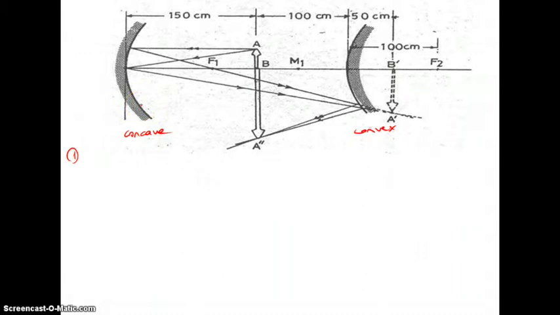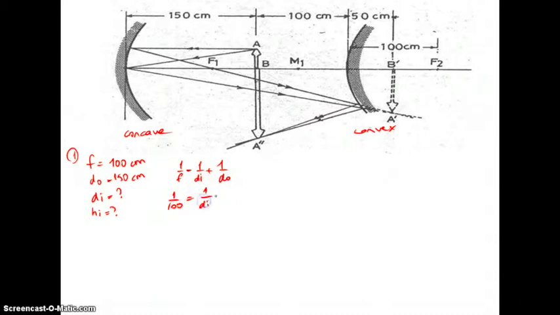We know that the focal length of a concave mirror is positive, and in the question it's given that it's 100 centimeters. And we know that distance object is 150 centimeters. We don't know distance image. We don't know height image. First, we need to find di. How can we find di? If we apply the formula 1 over f equals 1 over di plus 1 over do, 1 over 100 equals 1 over di plus 1 over 150. So di is 300 centimeters.